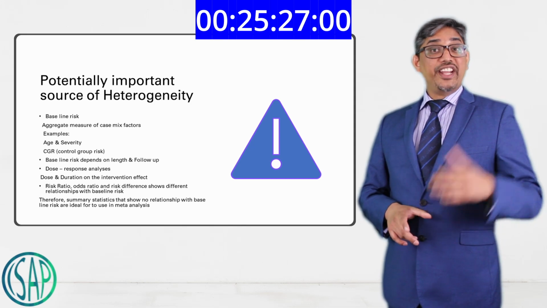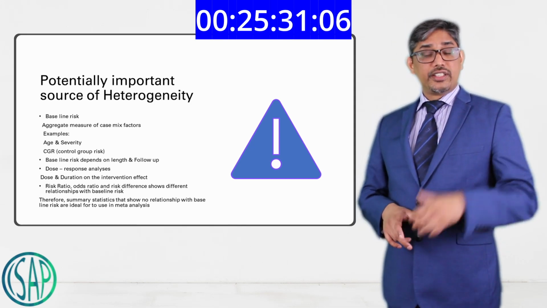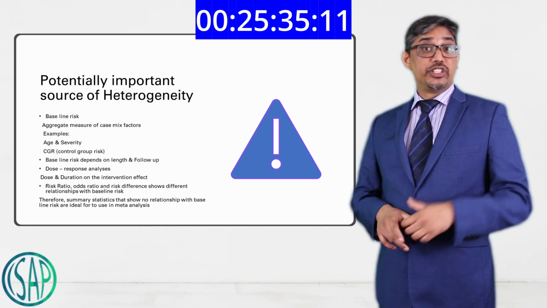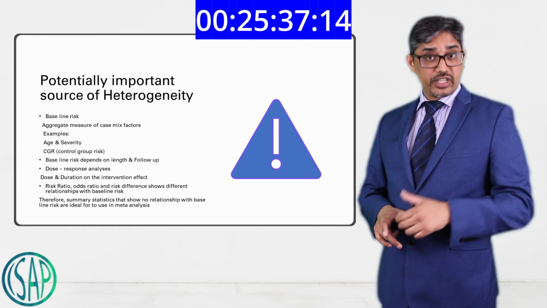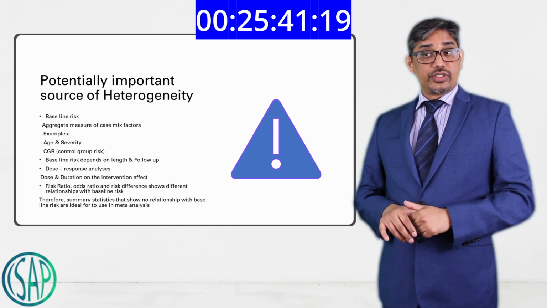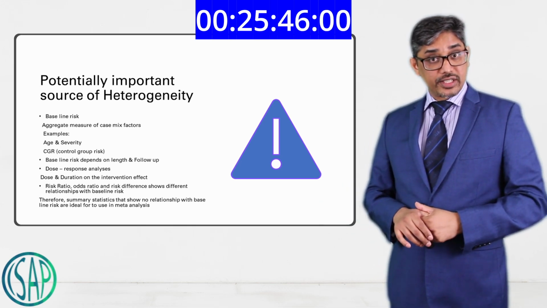This is also called intervention effect. To summarize, there is a baseline risk, there is a control group risk, and also there is an intervention effect as well, which is dose and duration dependent. Therefore, we always have to do risk ratios, odds ratios, and risk differences prior to doing meta-analysis.